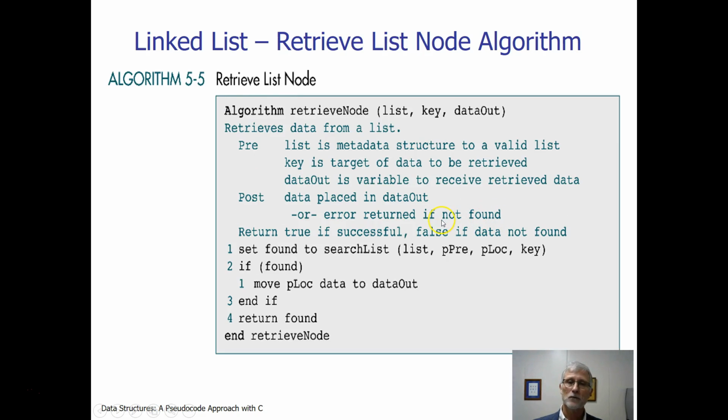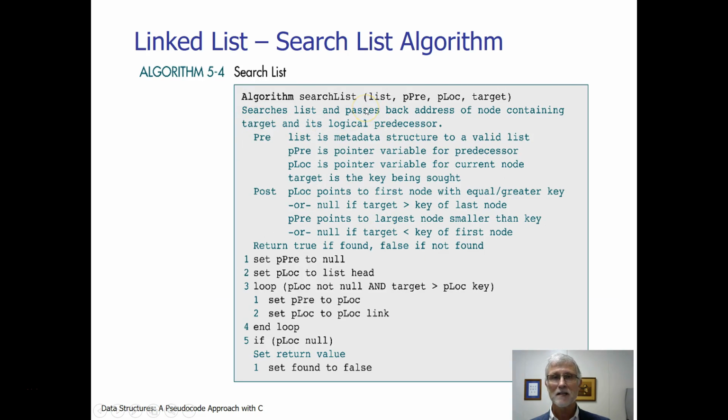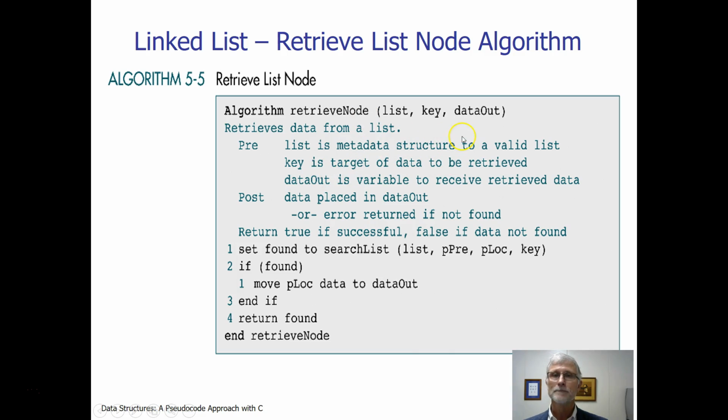Now, what happens if I want to retrieve? Well, retrieve says I've got to do two things. I've got to search my list, so I'm going to go back and call the search list routine to find the item I'm looking for. We have to keep in mind you're not deleting things out of this list. You're just saying, hey, I'm going to search my list. Did I find it? Yes or no? And then, of course, I'll take that location and copy it to data out, but I'm still leaving my list intact.